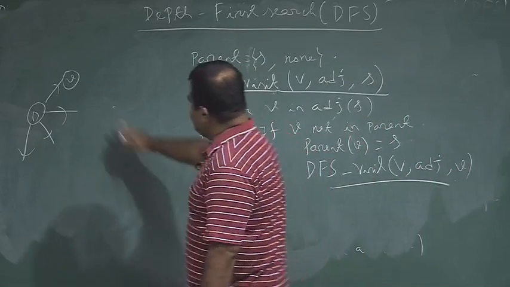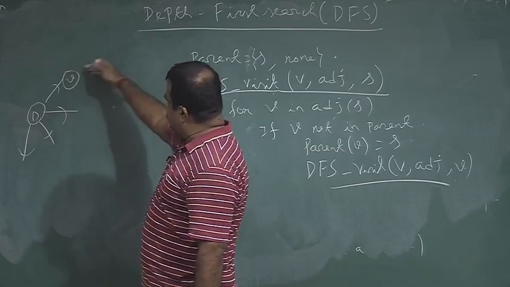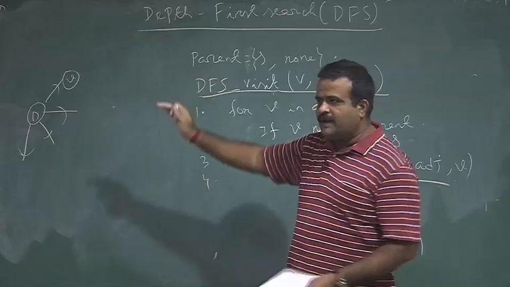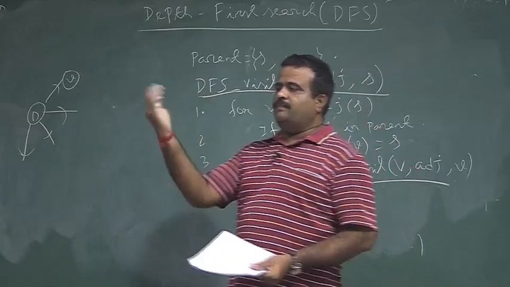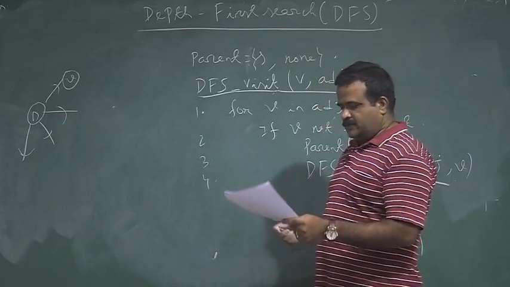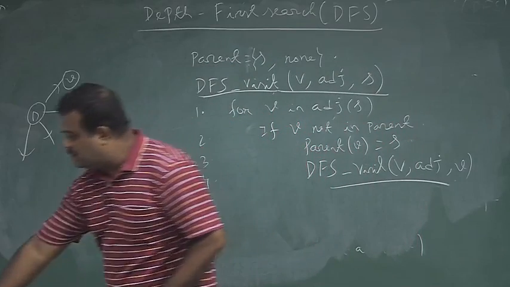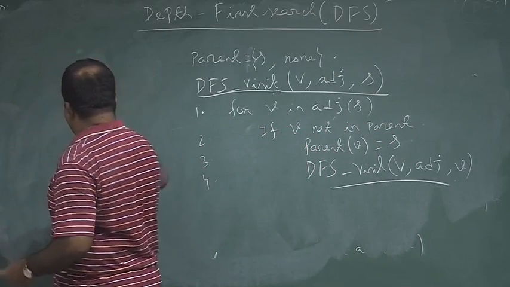So, if it is not yet explored, we will again do the recursive call on this. We will continue this until we get stuck. If we get stuck, we will come back, take a point from the parent, and explore again. That is the idea. So, this is the pseudo code, and we have to call this code in the DFS.